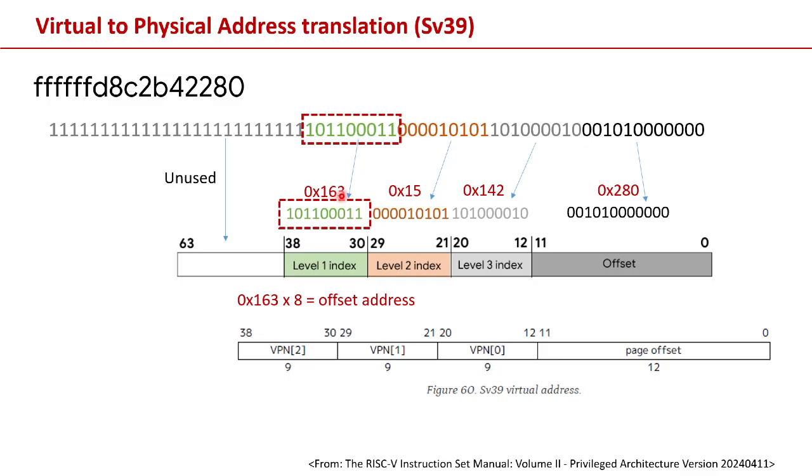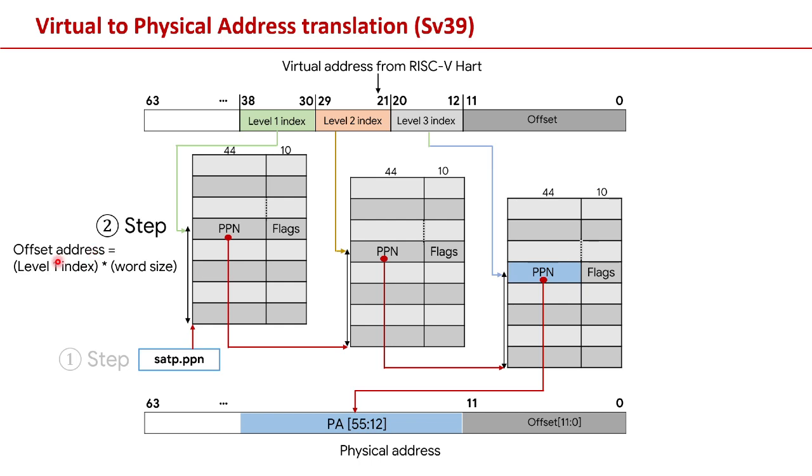So if you multiply the value by 8, where 8 is the word size in RV64, we can calculate the offset address. This offset address will be added to the address of the root page table. Here, finally, we can reach the address of the page table entry. This is the important step to find out the address for the page table entry.